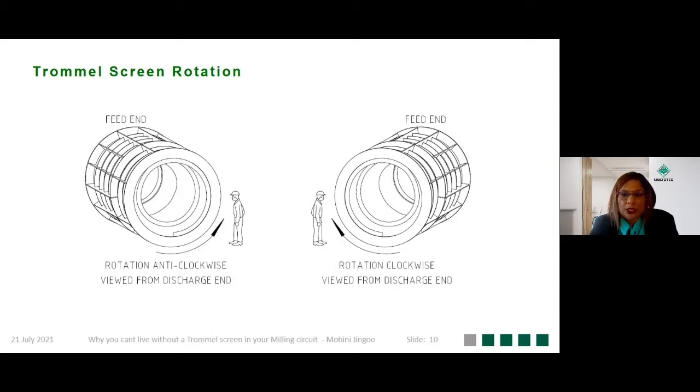The trommel screen rotation. The trommel rotation is normally viewed from the discharge end of the mill. The rotation can be either in an anti-clockwise direction or a clockwise direction. Sometimes you have two mills on one platform with opposite rotational directions, and in this instance they will be bidirectional mills. We can also cater for that.